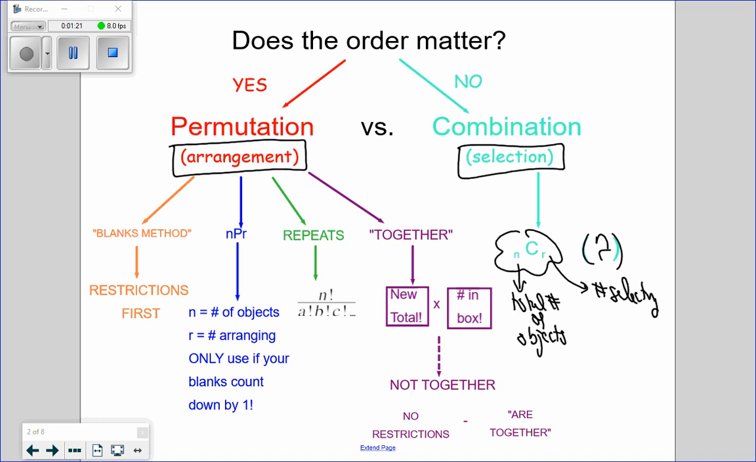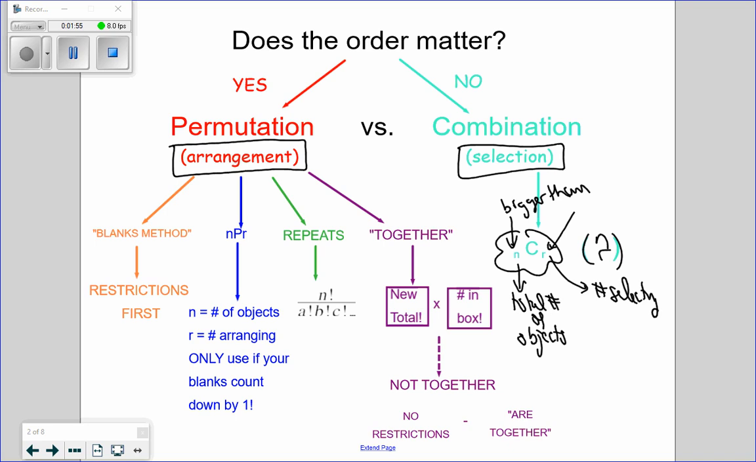Now, N has to be bigger than R, right? You can't select more than what you have. Like if I need a group of 12 and I've only got 8 of you in front of me, I'm out of luck. So it has to be like 12 choose 8, not 8 choose 12. And you'll know that you're doing it wrong if you punch in 8 choose 12 on your calculator, you're going to get an error message. Okay, it has to be N is bigger than R.